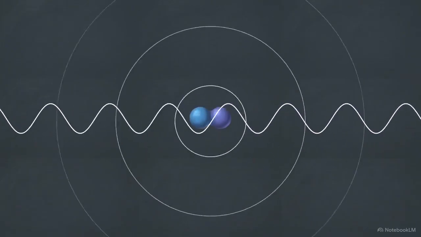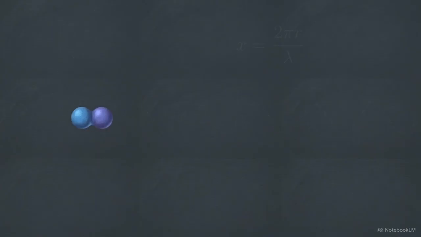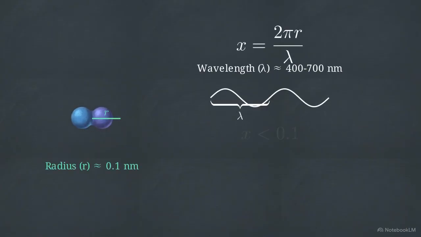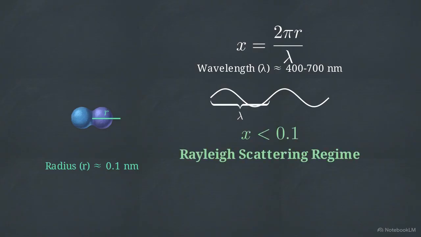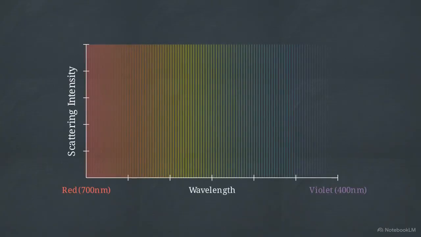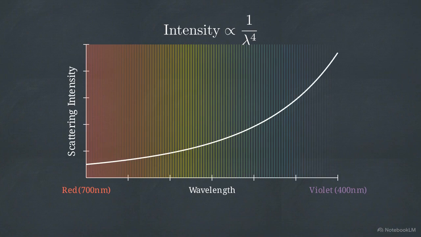This is elastic scattering. The size parameter equation determines the strength of this interaction by comparing the particle's radius to the light's wavelength. Atmospheric gas molecules are significantly smaller than visible light wavelengths. The resulting size parameter is less than 0.1, entering the Rayleigh scattering regime. Lord Rayleigh derived that in this regime, scattering intensity is inversely proportional to the fourth power of the wavelength.